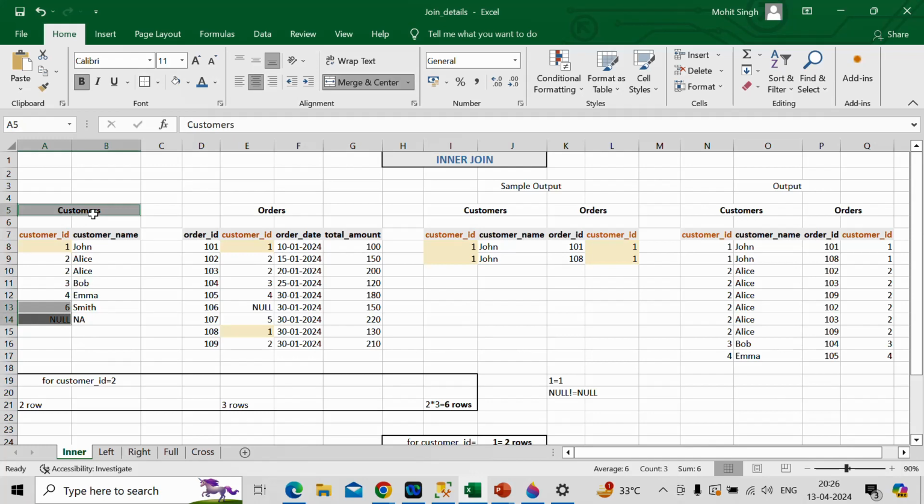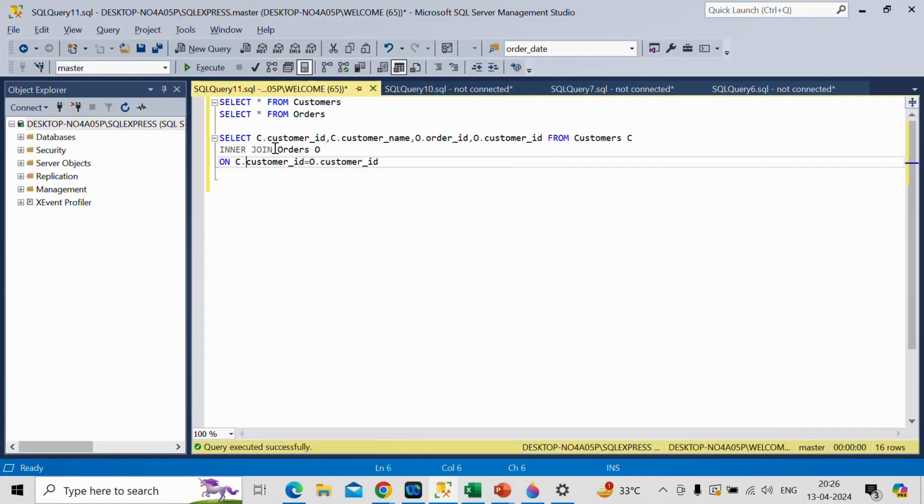And why am I calling it the left table? Because with reference to this keyword, this is the left and this is the right table. Okay. So we will always refer to this keyword. In case of inner join, it is inner join. In case of left join, we will write left join. Okay. So with reference to this keyword, we can say that this is the left table, this is the right table.